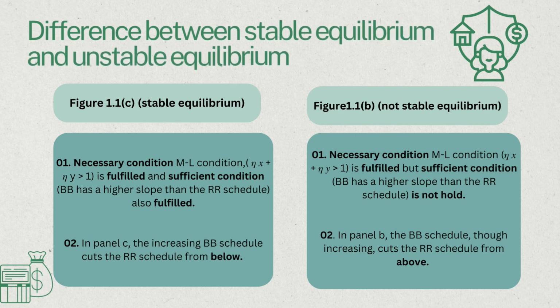Here I have shown a difference between figure 1.1c and 1.1b. In figure 1.1c, which shows a stable equilibrium, the necessary condition, ML condition, is fulfilled and the sufficient condition is also fulfilled. And in figure 1.1b, which is not a stable equilibrium, the necessary condition, ML condition, is fulfilled, but the sufficient condition is not held. And in panel C, the increasing BB schedule cuts the RR schedule from below, and in panel B, the BB schedule, though increasing, cuts the RR schedule from above.